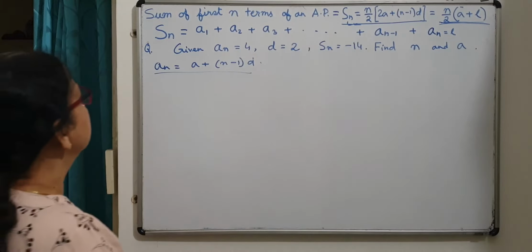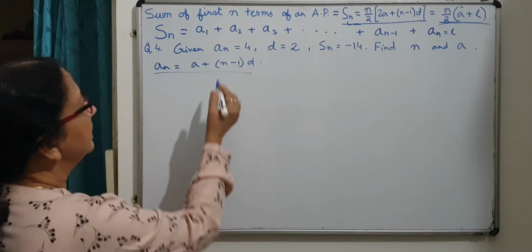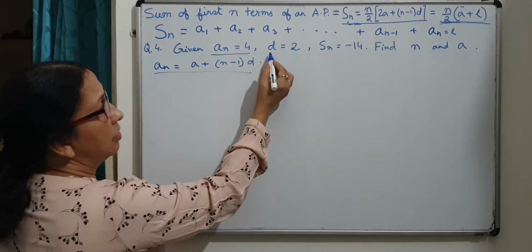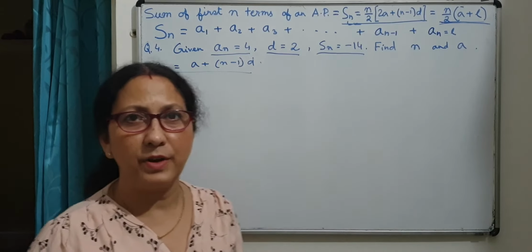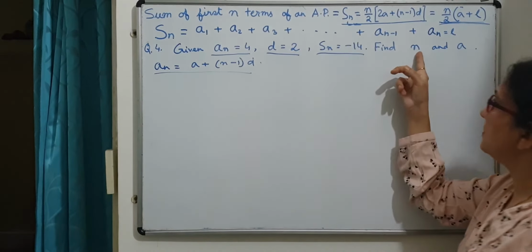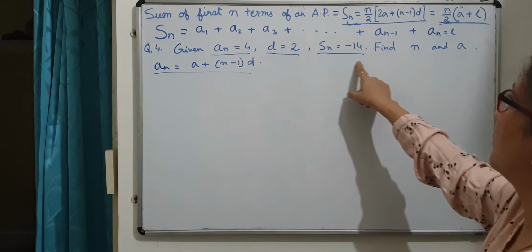Next question. Given the nth term is 4, the common difference is 2, and the sum of the first n terms is minus 14. We have to find n, that is the number of terms, and the first term A. So again we start with this: Sn is minus 14.